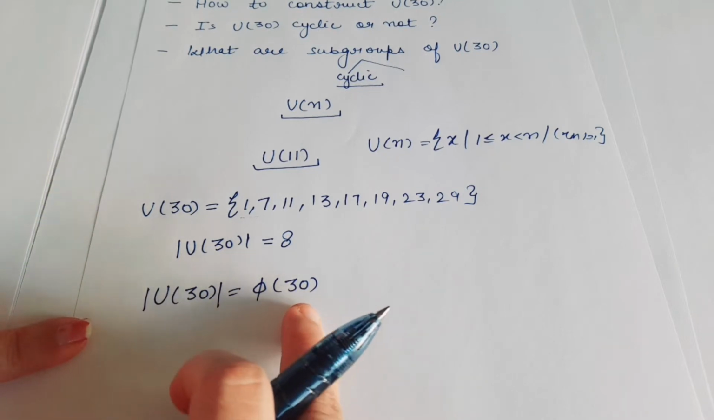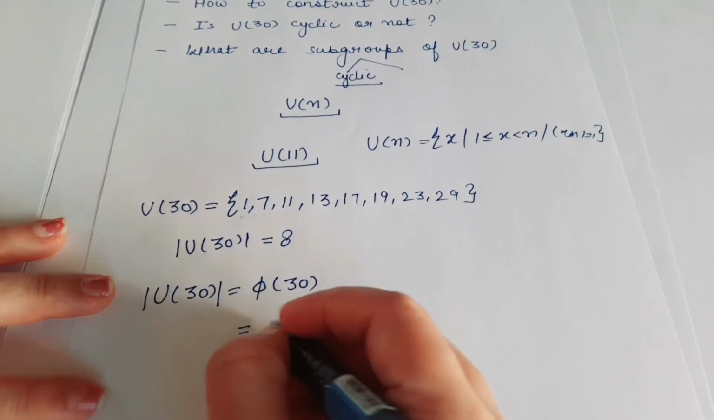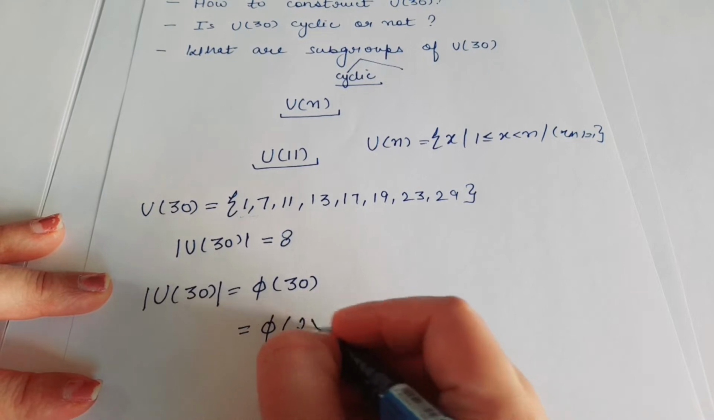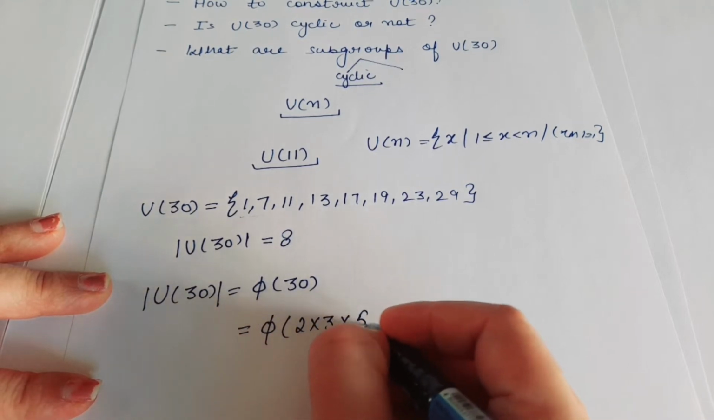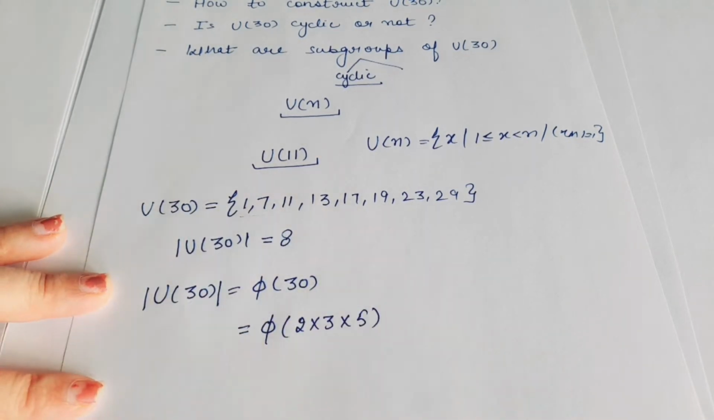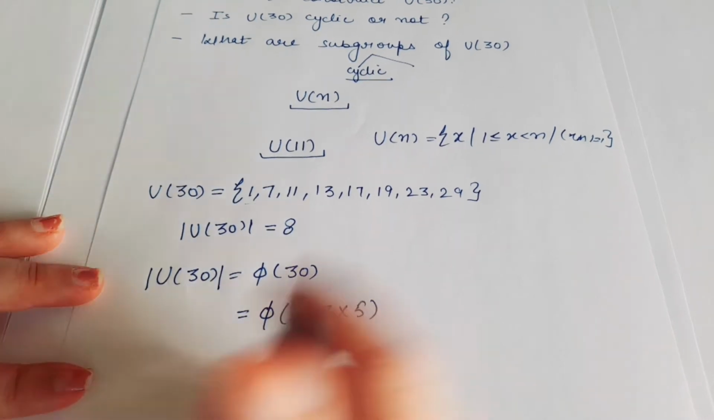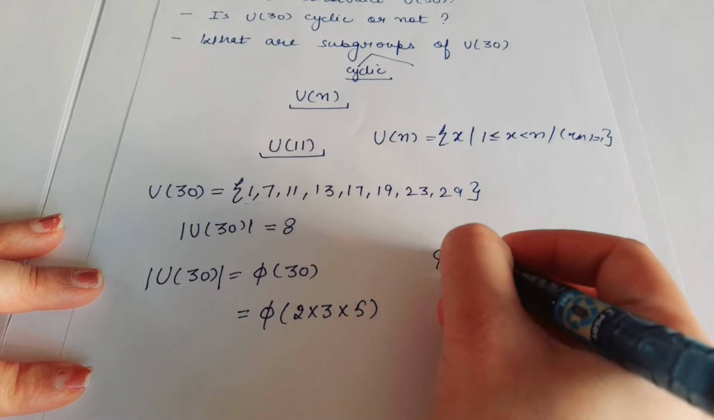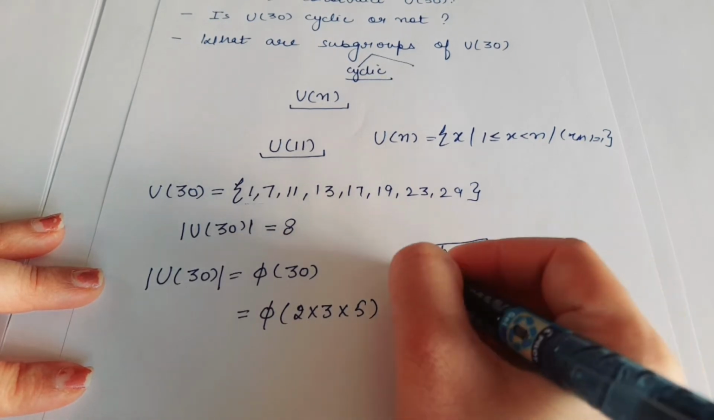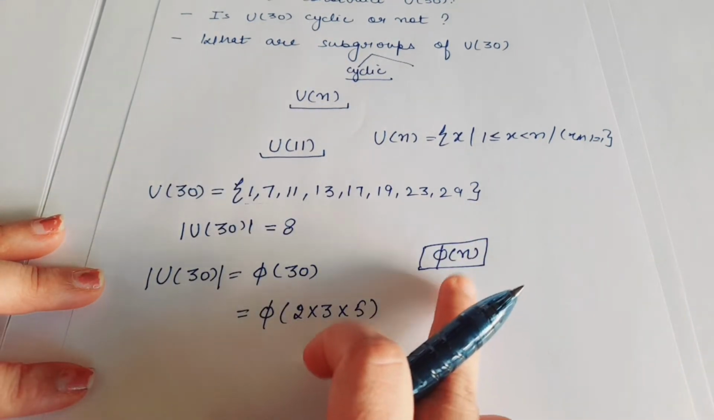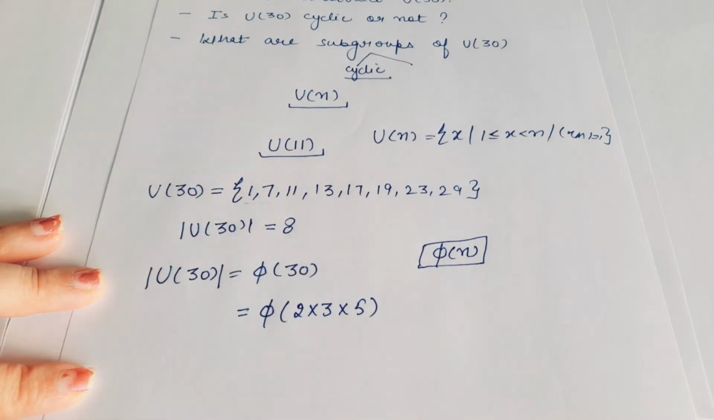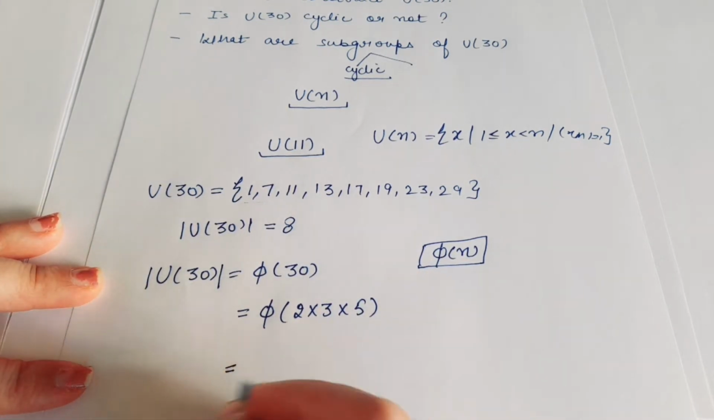And how can you calculate Phi of 30? It is very simple. Phi of 2 times 3 times 5. We have discussed the Phi function in a previous video, in which I discussed many short tricks on the Phi function. So how can we calculate the Phi function?